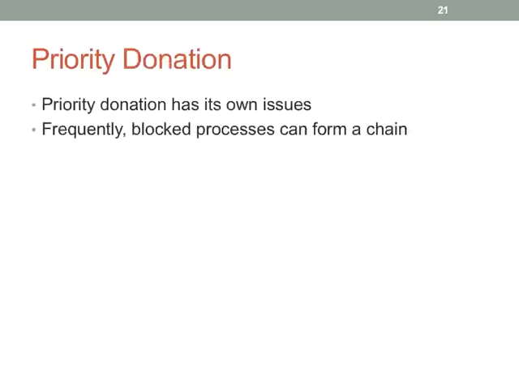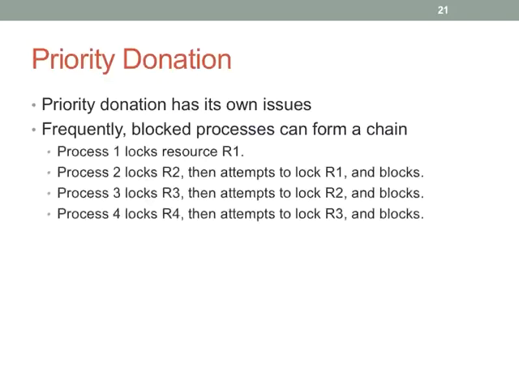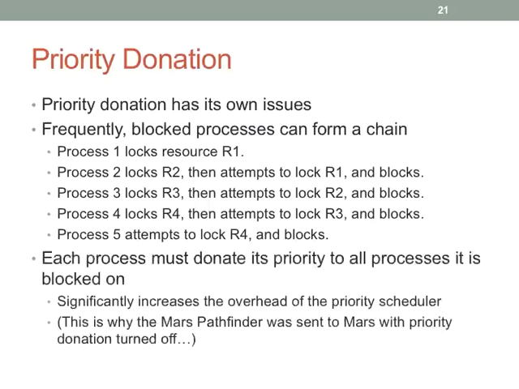Yeah, priority donation does have some issues. A lot of times you'll have a process waiting on a process, waiting on a process, waiting on a process, and you have to go all the way down that chain. So 2 locks R2 and then wants to lock R1, 3 locks R3 and then wants to lock R2, and so on. So if process 5 is high priority, then you have to make sure process 1's priority is updated to reflect everybody in between. Okay, so that clearly takes some time. So this is serious overhead.